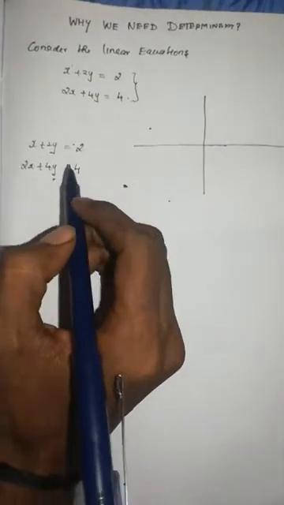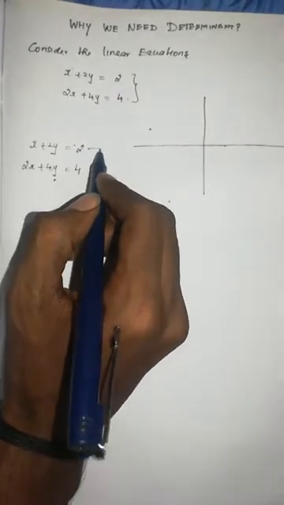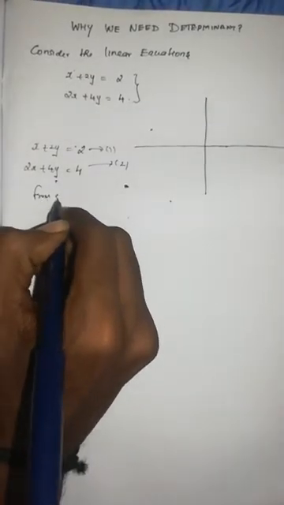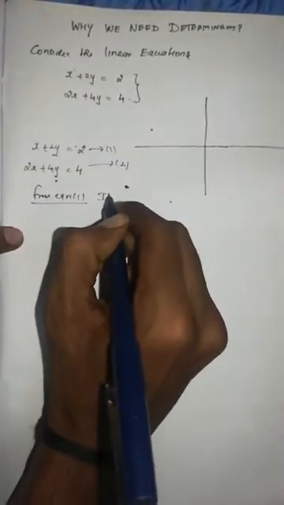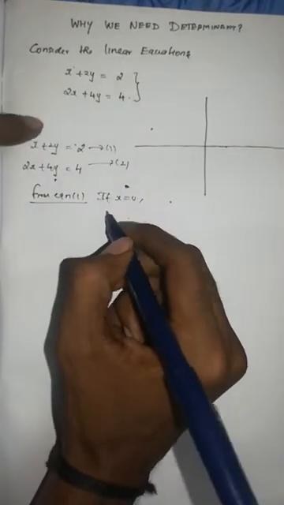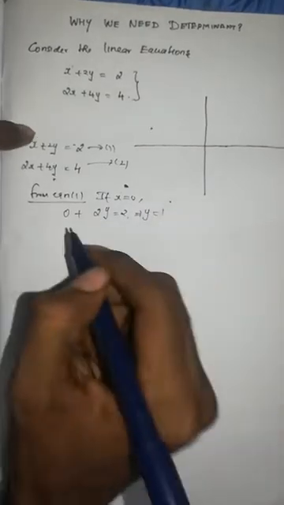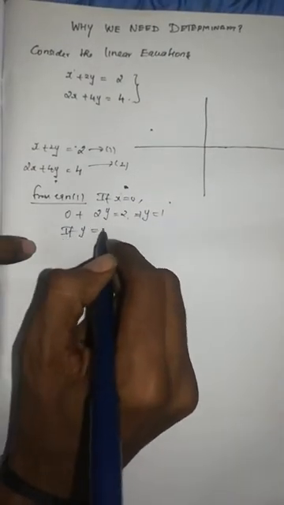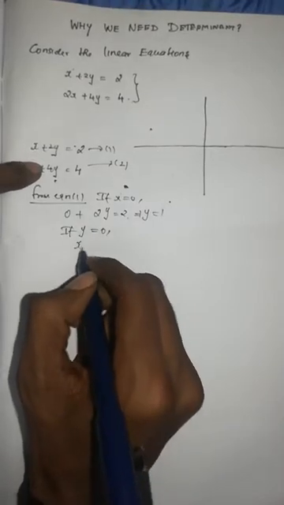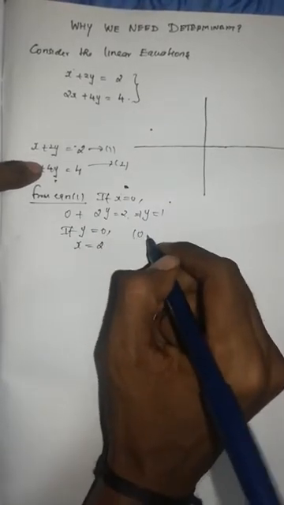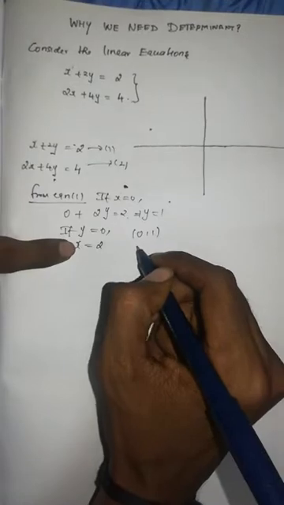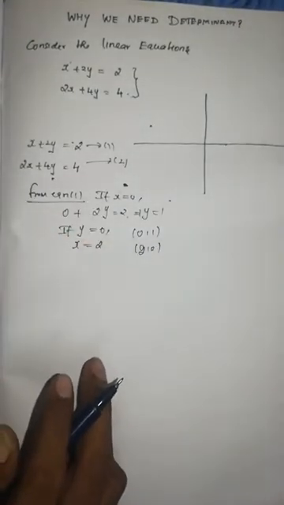Now to find the points for the first equation, we find the x-intercept and the y-intercept. From equation 1, if x is equal to 0, then I have 2y is equal to 2, which gives y is equal to 1. If y is equal to 0, then x is equal to 2. So the points are (0, 1) and (2, 0). These are the points for equation 1.